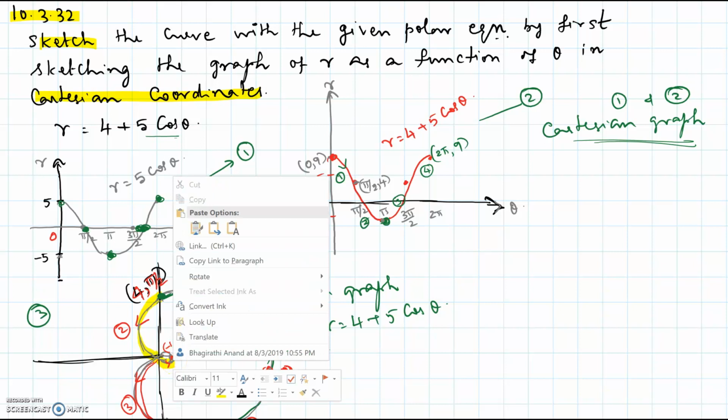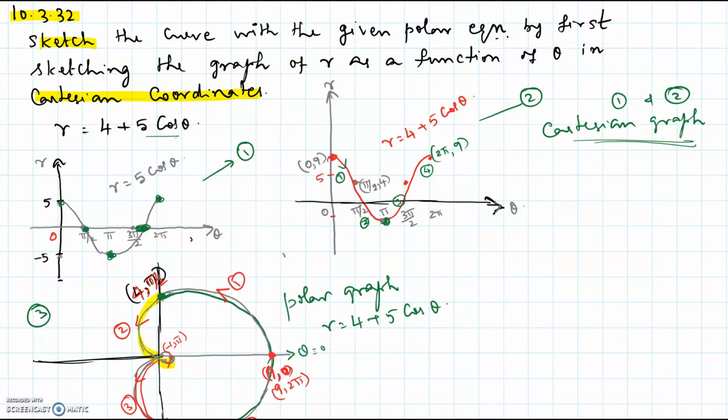Then the graph is increasing, and as it goes from pi to 3 pi by 2, it slowly increases to 4. At 3 pi by 2 it becomes 4, and then between 3 pi by 2 and 2 pi it steadily increases, and when it reaches 2 pi it becomes 9. So it comes back to the original position when theta equal to 2 pi. So it's again 9, 2 pi. So this is how you graph the polar graph of 4 plus 5 cosine theta.